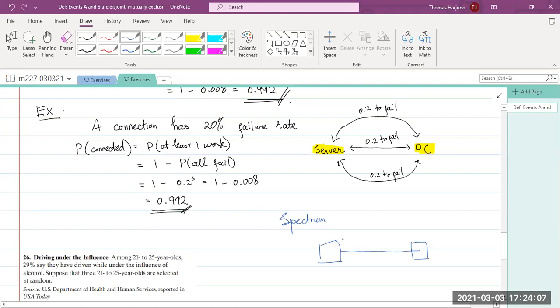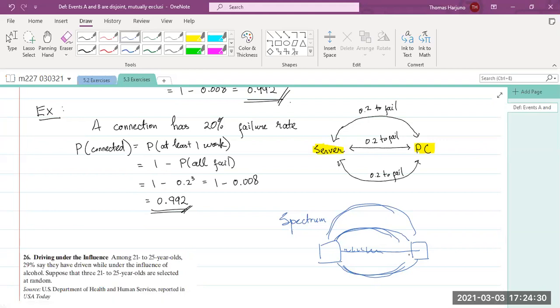Now they build more. Do they have new technology? No, they don't have new technology. All they need to do is actually build more. So if anything here doesn't work, you still have another route to connect with the server. That's actually how they do it. They don't use a new technology, and all of a sudden it seems like they have a much higher reliability.